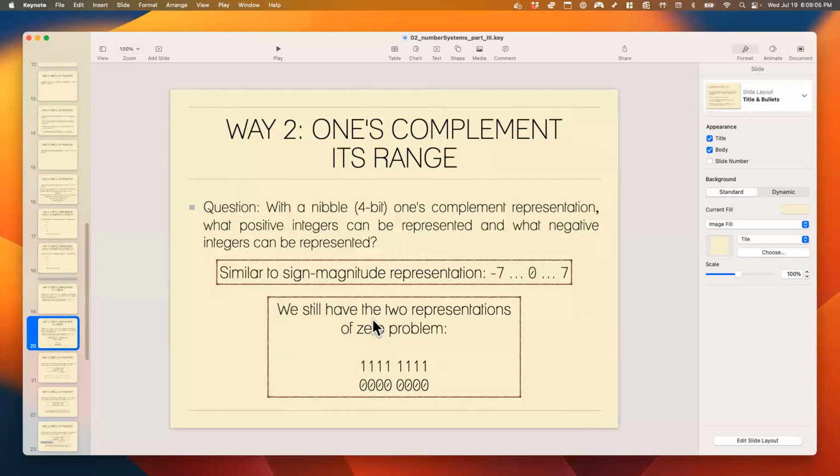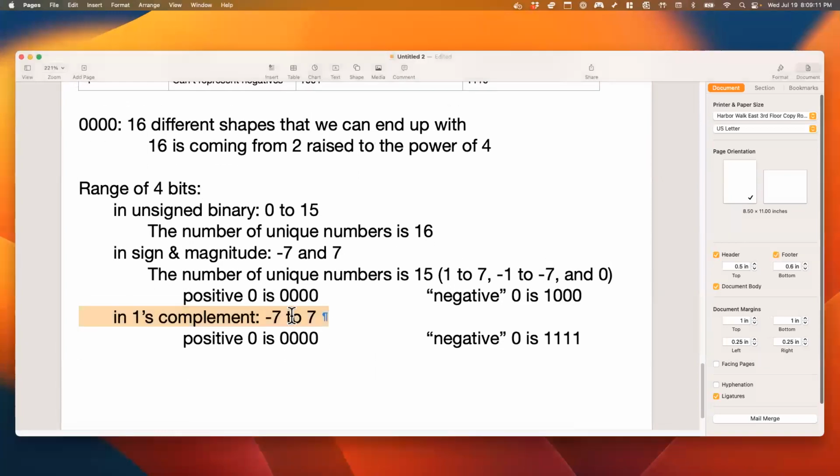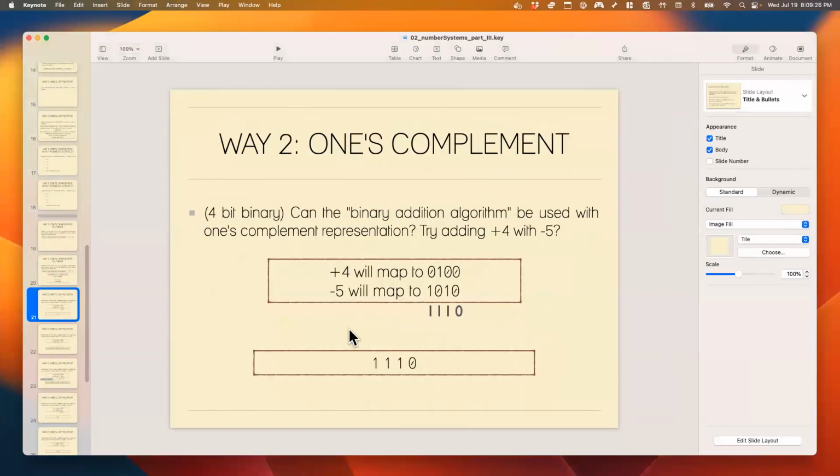But we still have the 2 representations of 0 problem. This is a problem, and we did talk about that. We have the positive 0 and negative 0. Of course, the positive 0 and negative 0 look different in sign and magnitude, but in both representations, we have positive 0 and negative 0, which is unfortunate.